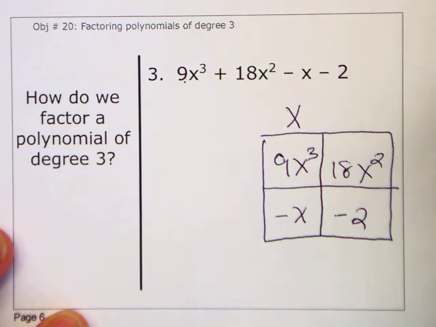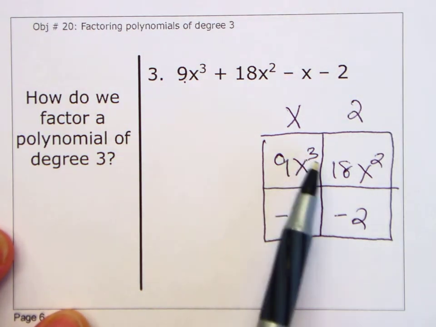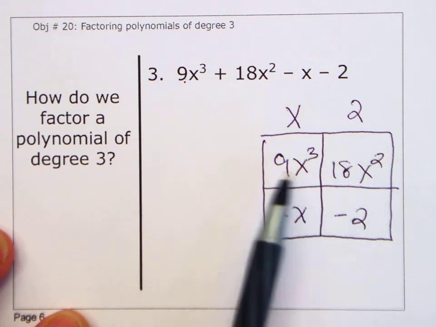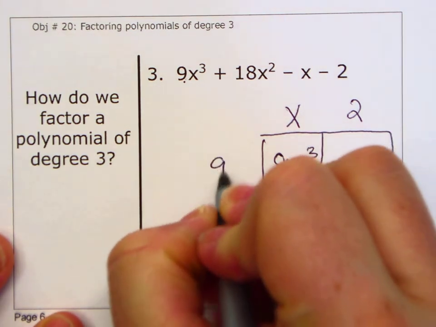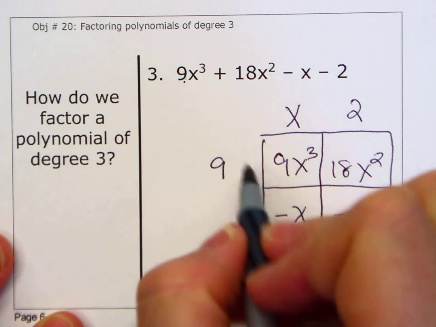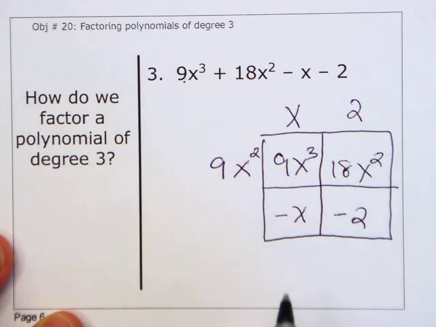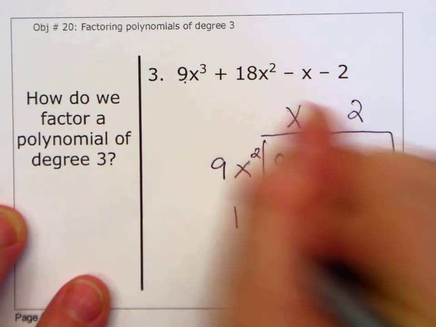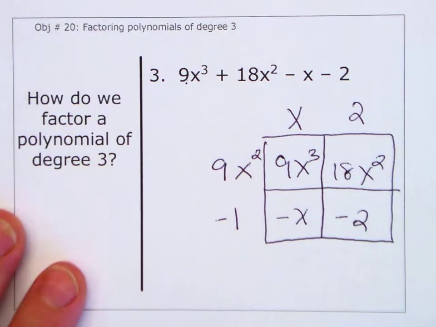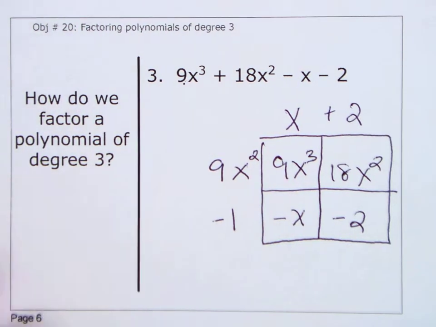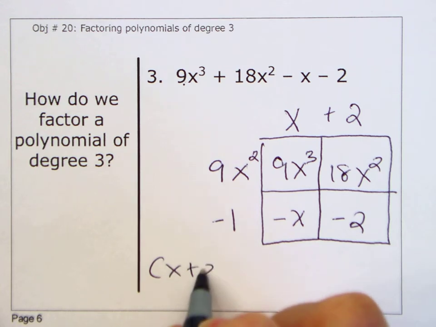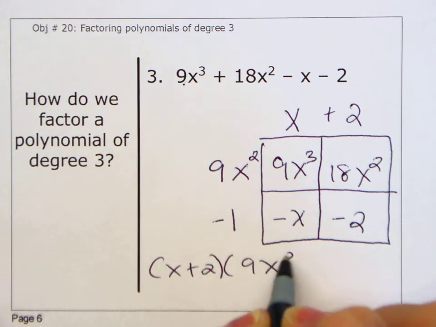18x squared and negative 2 is 2. Left and right. 9x cubed and 18x squared. 9 and 18 is 9. x cubed and x squared is x squared. And then lastly, negative x and negative 2. What's the GCF of that? Nothing goes into x and 2, so it's a 1, but they're both negative. Okay, I'm going to put a plus there. So I get x plus 2, 9x squared minus 1.